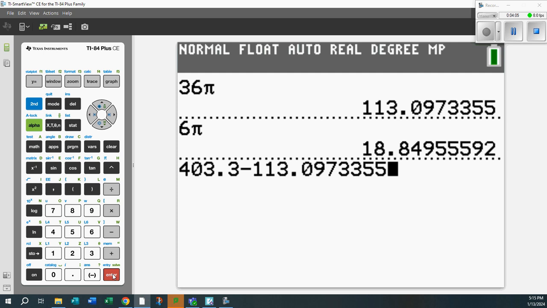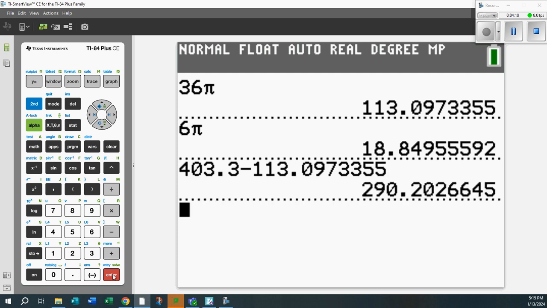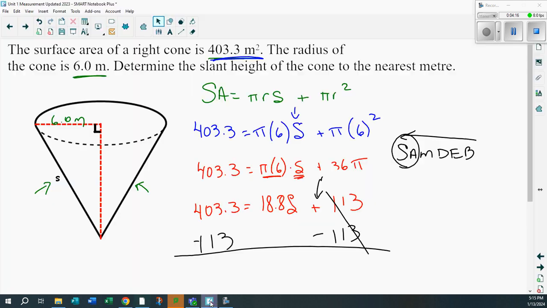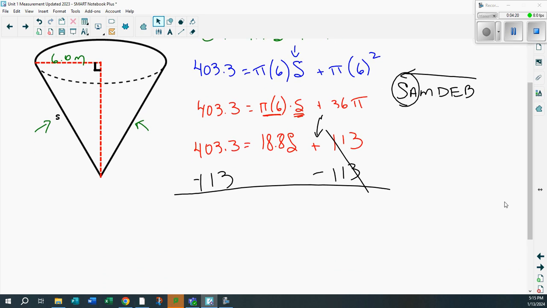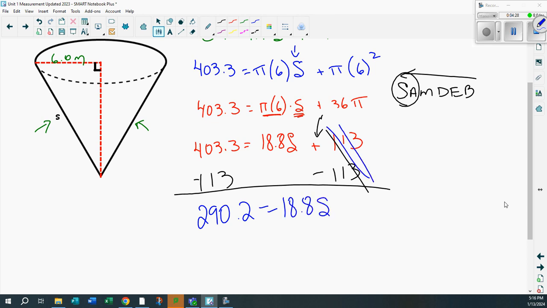So 403.3 minus 113 with all the ugly decimals gives you another ugly decimal. Ugh. This is 290.2. Okay, let's go back to here and write that down. This is going to be 290.2. There it is. Think about it. That's gone now, leaving you with 18.8 s, right? So how do I get rid of this now? Just divide each side by 18.8.